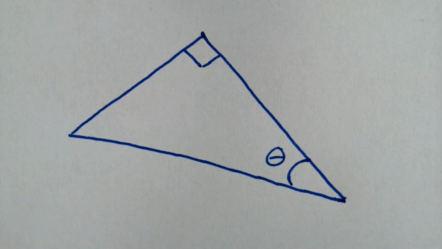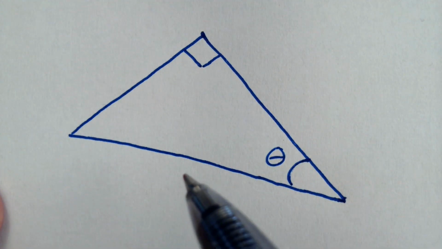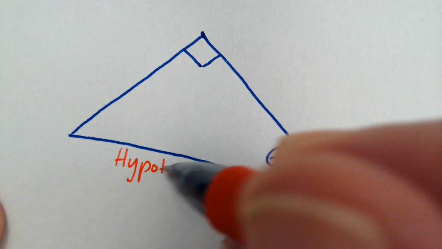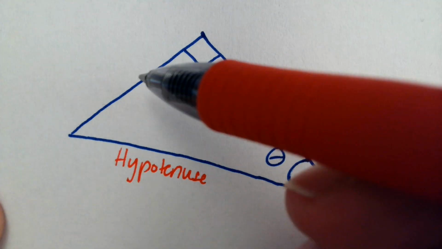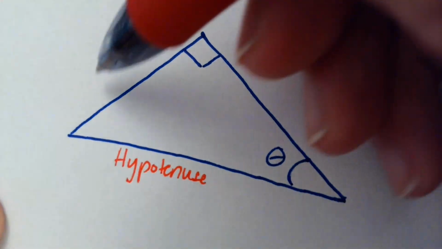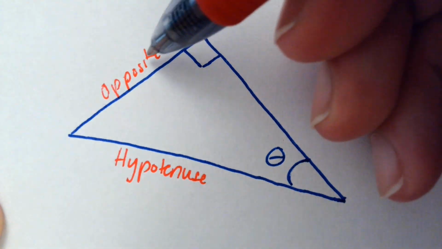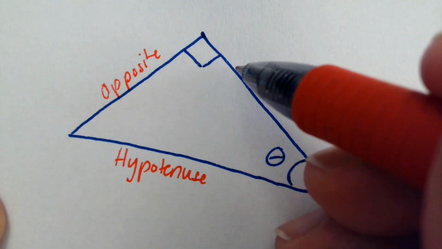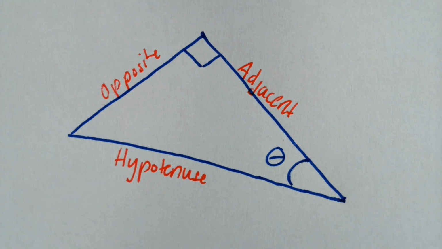Okay, so hopefully you already tried these. Here is our theta. This side is across from the right angle, so this is your hypotenuse. This side is across from the angle theta, so we'll call this opposite. And this is touching the angle theta, so this is the adjacent side. Very good. One more we're going to try.